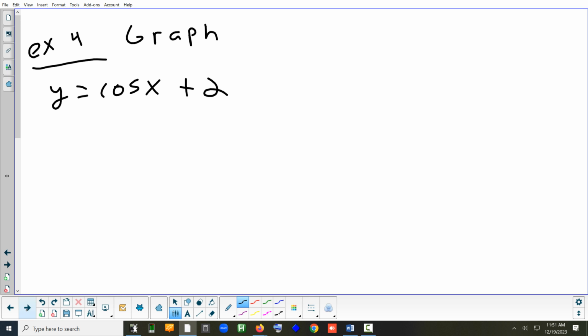Is the x and the 2 grouped in parentheses? No. Then it's not a phase shift. That's a vertical shift. Okay, when we do a vertical shift, what column stays the same? The x's. And what are my x's in the cosine table?